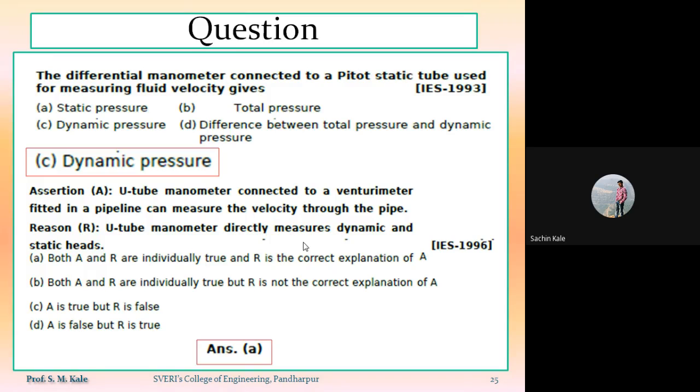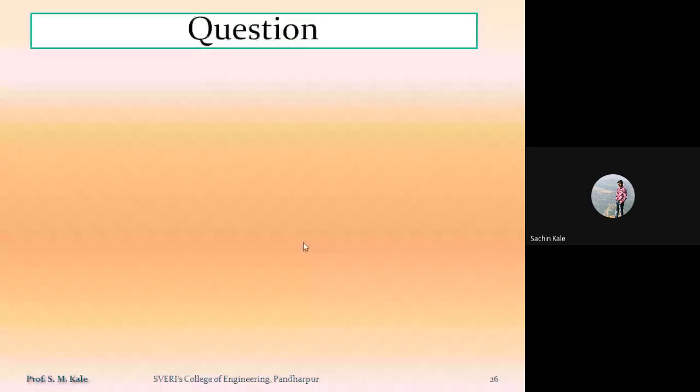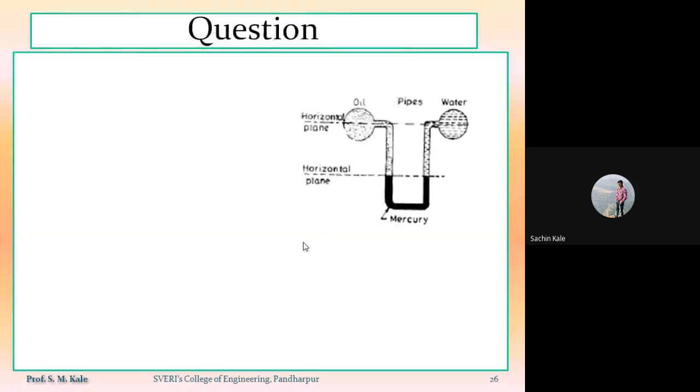That means both A and R are individually true, and R is the correct explanation of A, because in the case of the venturimeter we are using the U-tube manometer, and as the U-tube manometer is measuring the dynamic and static head, with the help of the venturimeter also we are able to measure the velocity passing through the pipe. That is the correct answer. Next question. Now this will be a challenging question, so you have to use only common sense.